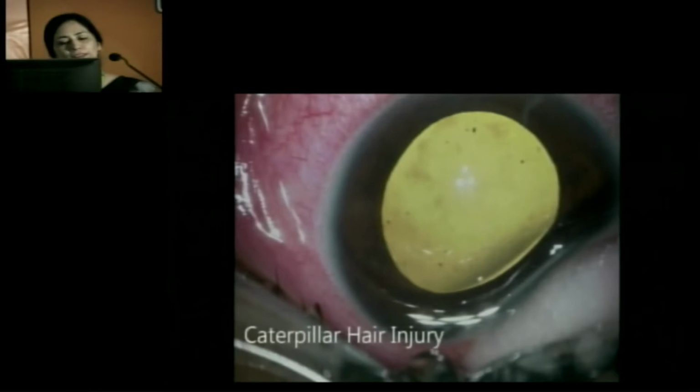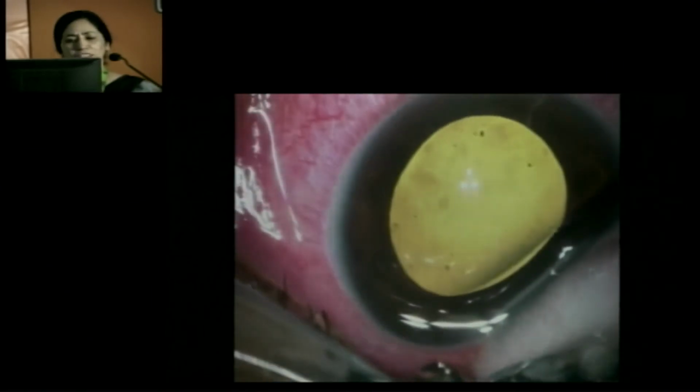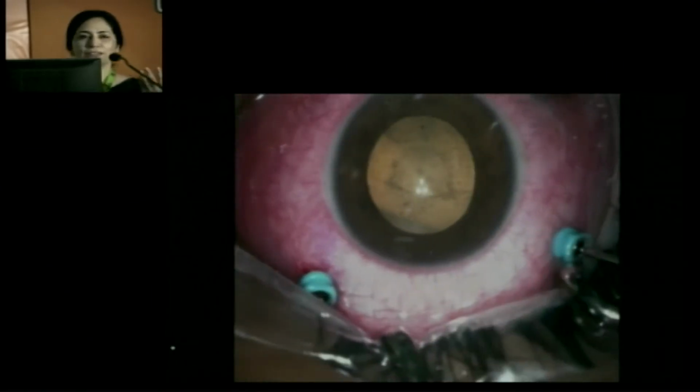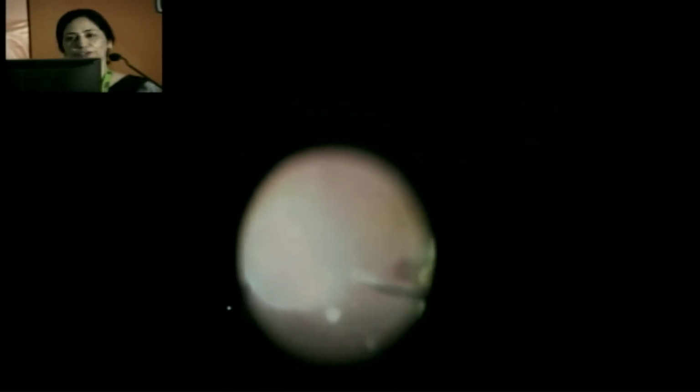Another common injury in this age group is caterpillar hair injury. They come with just a non-specific injury. They must have just cleaned their face with a towel or dust falling in the eye, but you can see the intense vitritis in these patients, and this was a secondary infection following caterpillar hair injury.